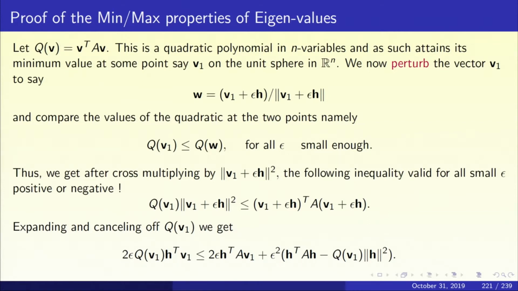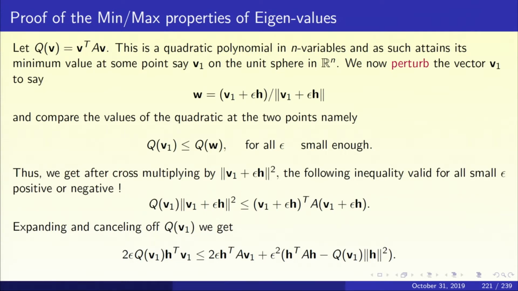Now we must expand the right hand side. V1 transpose A V1 will appear on the right hand side as one of the terms. But V1 transpose A V1 is what? Q of V1. Left hand side, norm of V1 plus epsilon h squared. What will happen when you expand it? (V1 plus epsilon h) dot (V1 plus epsilon h). You're going to get a V1 dot V1, but V1 dot V1 is 1. So again Q of V1 will appear on the left hand side. So Q of V1 appears on the left hand side, it also appears on the right hand side. Cancel it out.